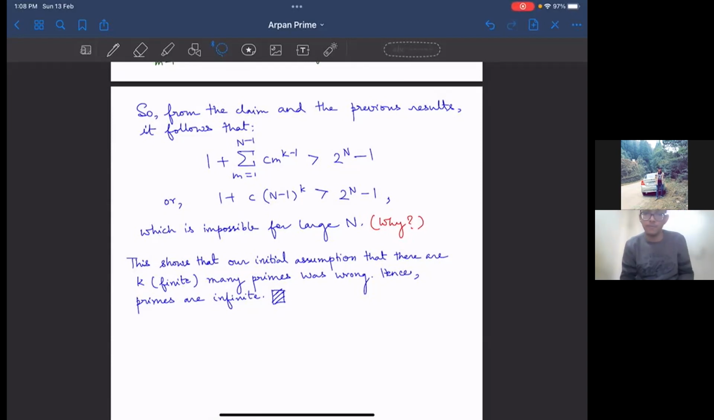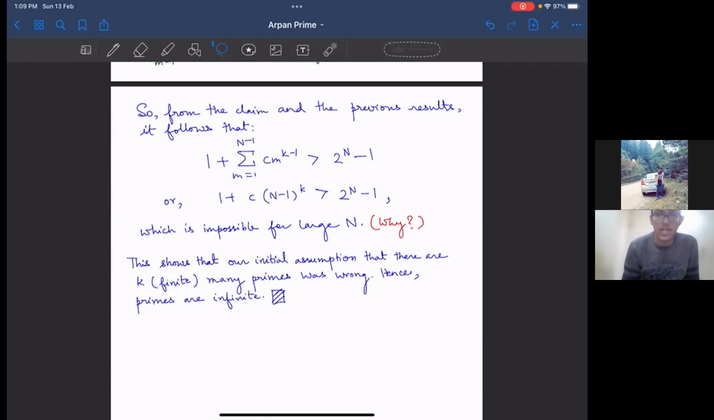So now we have an absurd statement, because c is a positive constant, right? So the statement on the left is a polynomial, while the statement on the right is an exponential. Okay. So for large n, the polynomial will get dominated by the exponential, and this inequality cannot hold. Okay. So again, I leave it to you to come up with a rigorous argument.